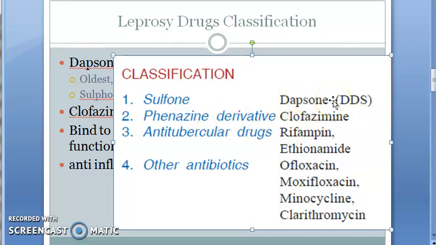Obviously, what will it do? Sulfonamide will stop the synthesis of folic acid. And bacteria cannot make folic acid, so there will be no DNA maturation, replication, nothing can happen.